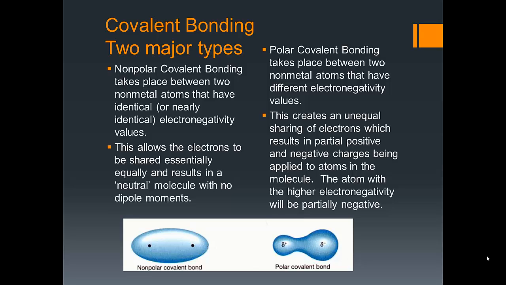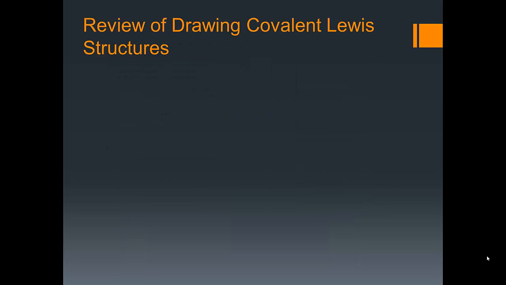One end doesn't really have more control of the electrons that are in the bond than the other. However, in a polar covalent bond, you'll notice that one end has more of the electron density. That's going to be the atom with the more electronegative value, a higher electronegativity value. So it will end up with a partial negative charge, while the other end ends up with a partial positive charge. So here we have the review of drawing covalent Lewis structures.